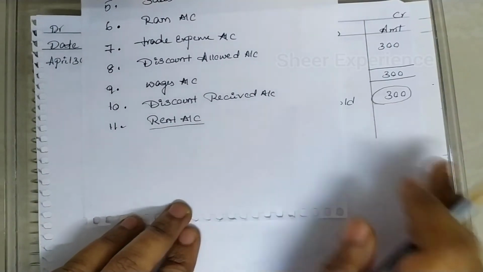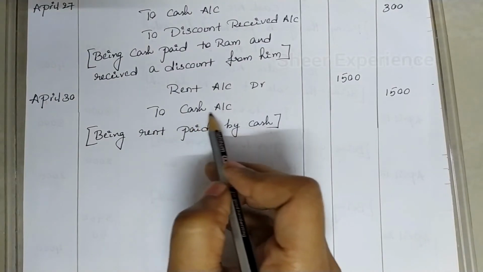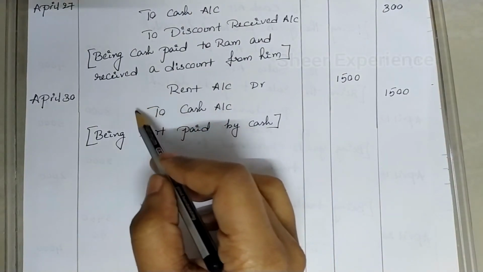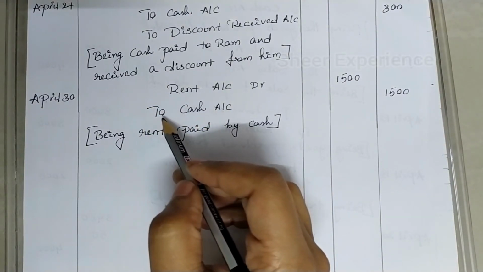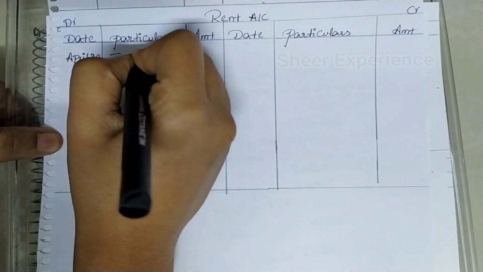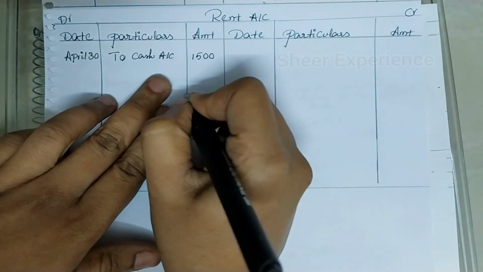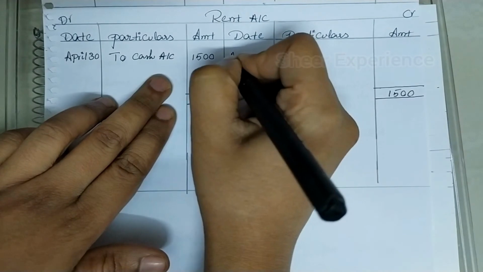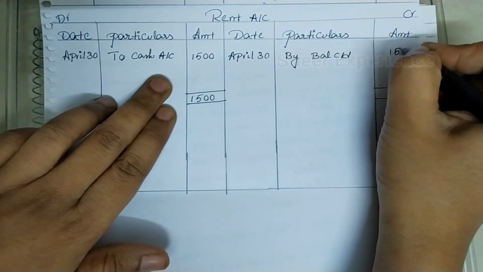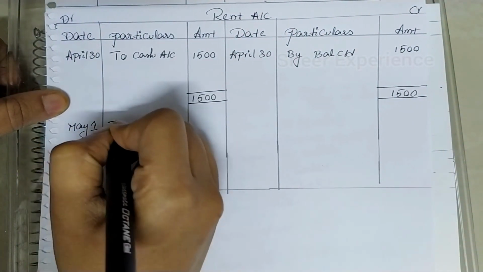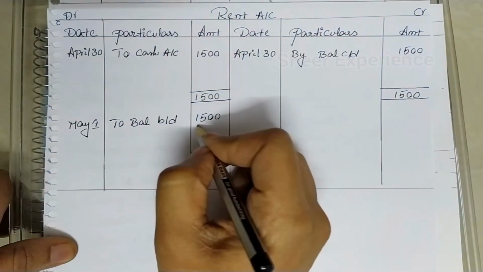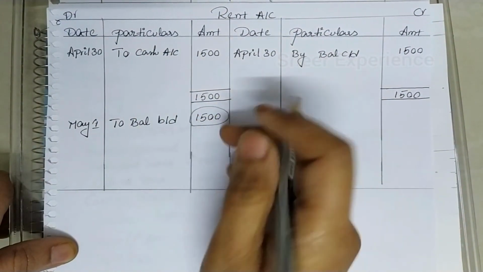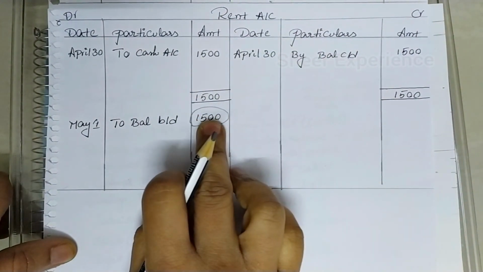Last account is rent account. Here cash is credited. So we will mention it in the debit side in the ledger account. Rent account balance is 1500. We have completed preparing ledger accounts. Now we will prepare trial balance based on ledger account balances.